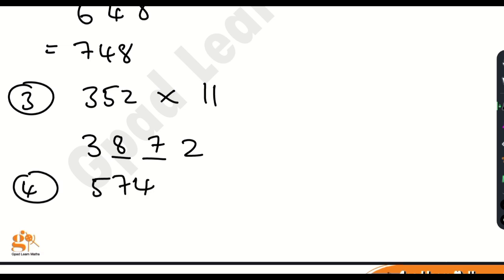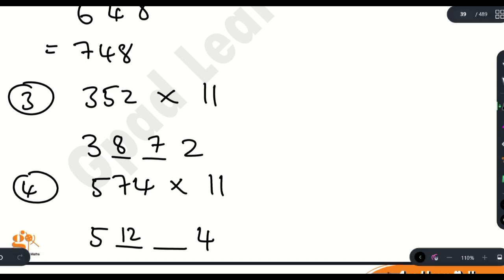574 times 11. Okay, so again, write 5 and leave 2 spaces, then you write the last digit, 4. So this is 5, 2 spaces, and then 4. 7 was not written because the trick is for you to leave out the middle number. Then you add 7 to 5. If you add 7 to 5, what are you going to have? That's 12. So write 12.